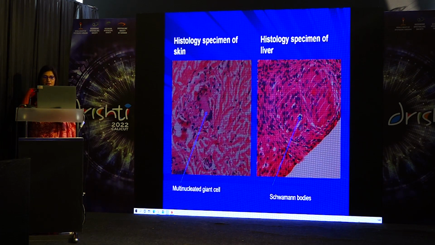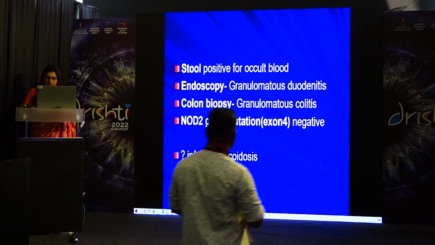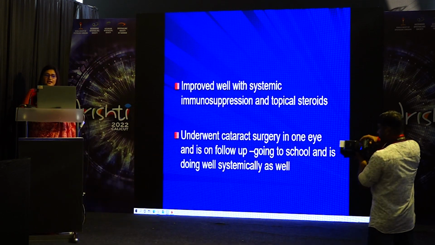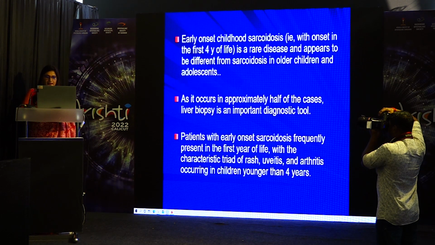This is the histology of the skin and liver. Stool was positive for occult blood, and endoscopy showed granulomatous duodenitis and colitis. The child was NOD2 gene mutation negative, though we were suspecting Blau syndrome or infantile sarcoid. Since the mutation came negative, our diagnosis was infantile sarcoid, and the child improved well with systemic immunosuppression and topical steroids. She underwent cataract surgery in one eye and is doing well now.